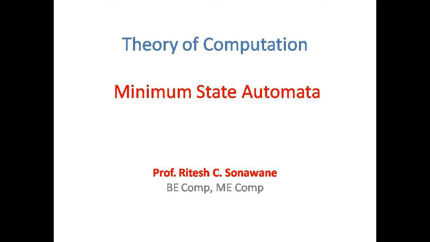In this video, we will discuss minimum state automata. The minimization of DFA means reducing the number of states from a given finite automata. Thus, we get the DFA without redundant states after minimizing the DFA. While minimizing a DFA, we first find out which two states are equivalent. We can represent those two states by one representative state.